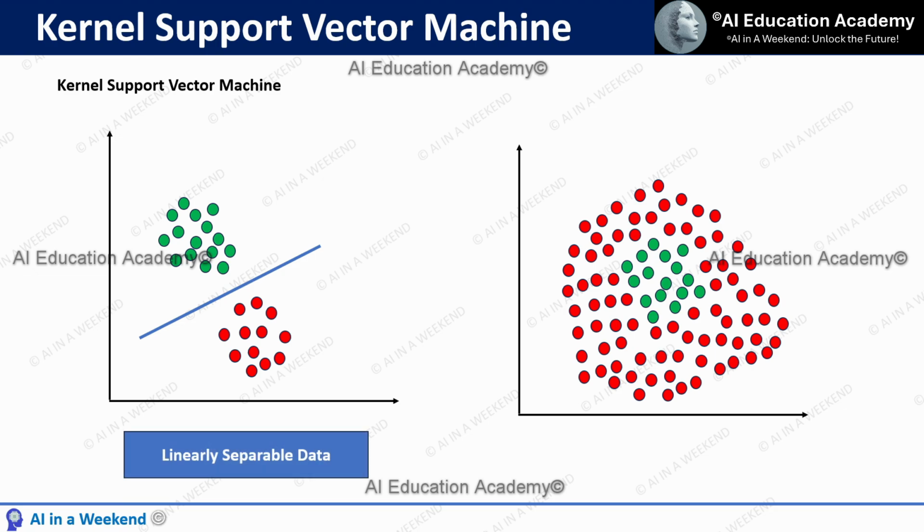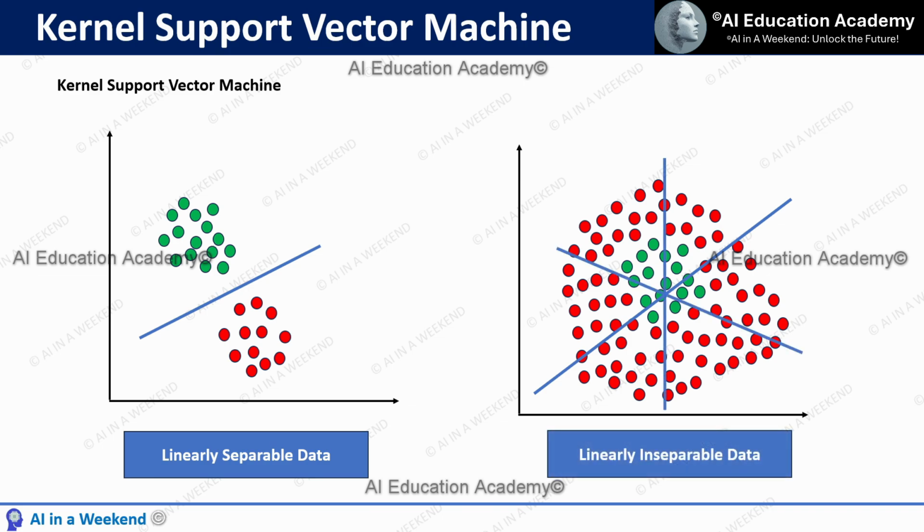In some cases, the data points may not be separable by a linear boundary. For example, if you have two classes of data points that are intertwined or clustered in complex patterns like that, a linear decision boundary may not effectively separate them. In this case, we have a linearly inseparable data.